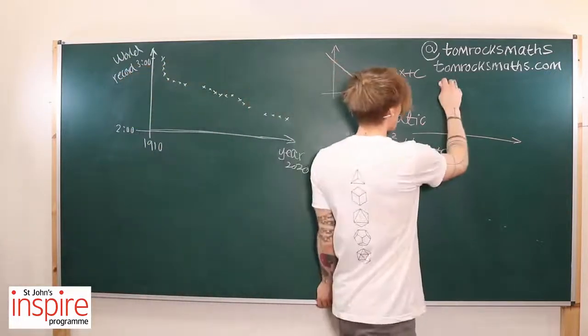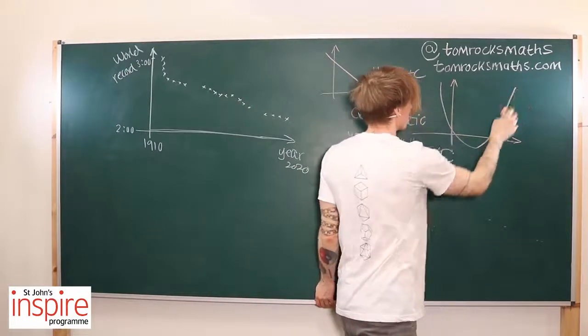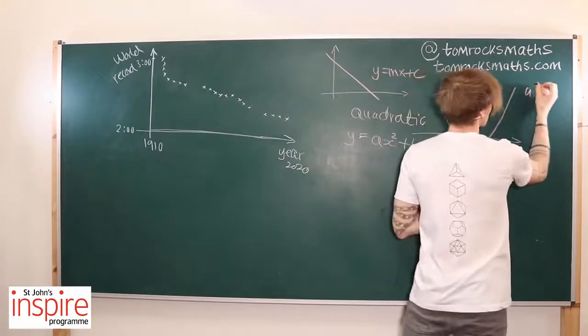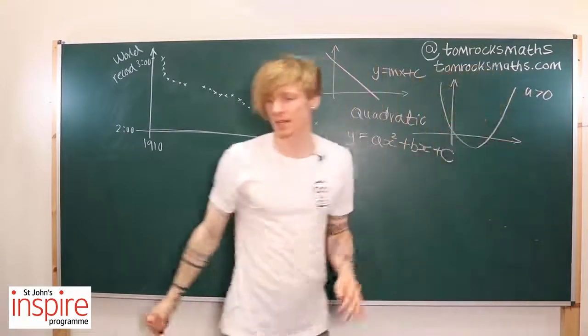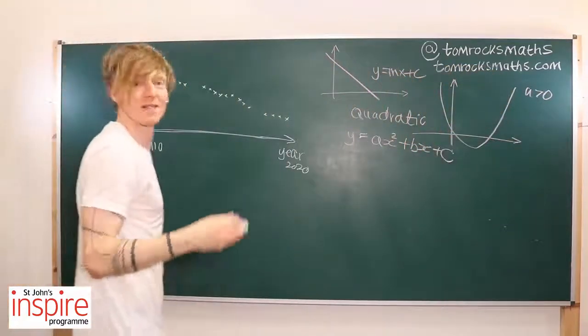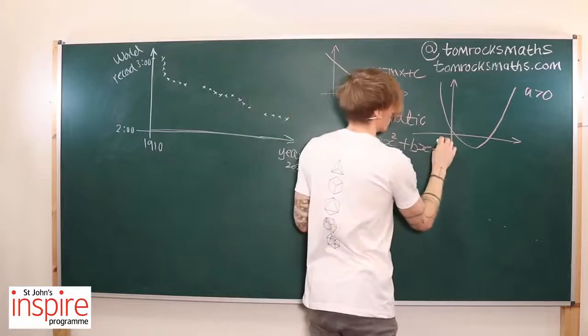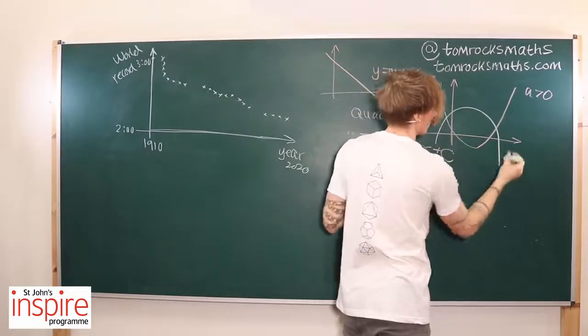You can either have the positive quadratic, which looks something like that. So that's when a is positive. And then if I take another colour, we can have the negative quadratic, which looks something a bit more like this. And that's when a is negative.